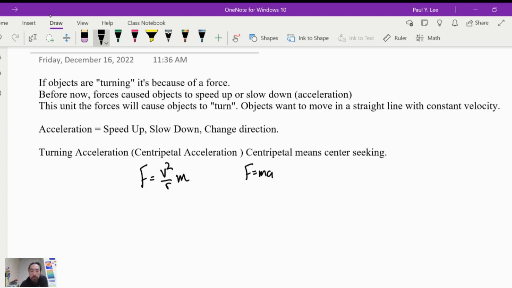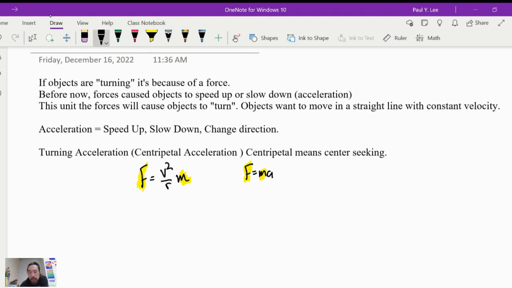And so if you take a look at the two formulas, you see a lot of similarities, right? You see a F here, you see a F here, right? You see a M here, and you see a M here. So that must mean that whatever is remaining has to be your acceleration. Okay, so I just want to prove it to you that V squared over R is your acceleration.